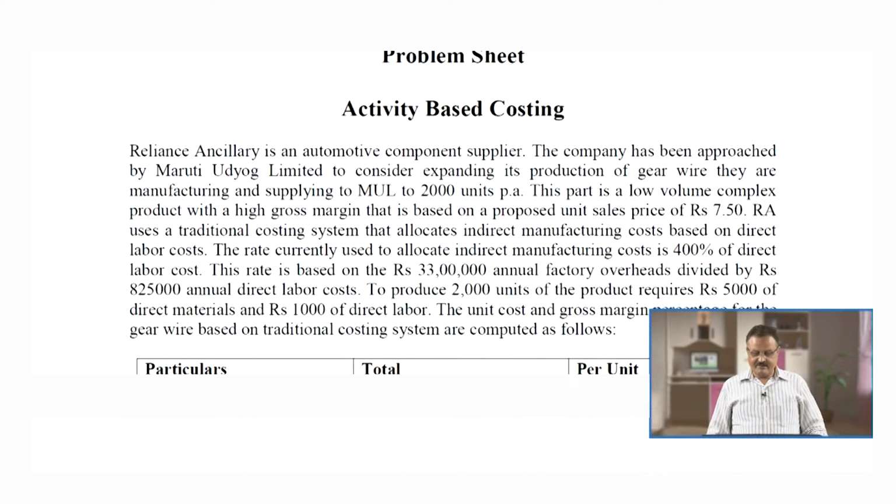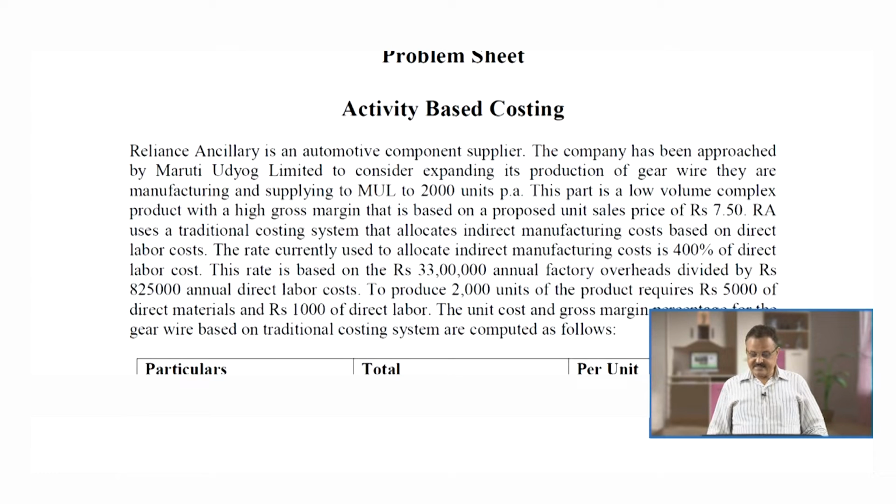I have given the total details in this case. First we will understand the case carefully and then we will solve it. So, Reliance Ancillary is an automotive component supplier. The company has been approached by Maruti Udyog Limited to consider expanding its production of gear wire. They are manufacturing and supplying it to MUL up to 2000 units per annum.